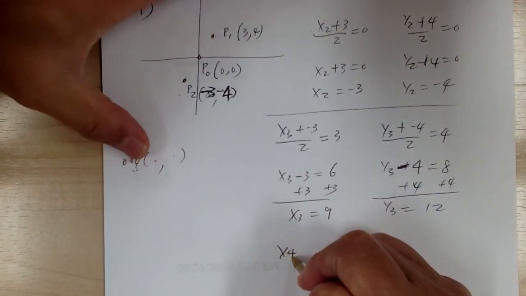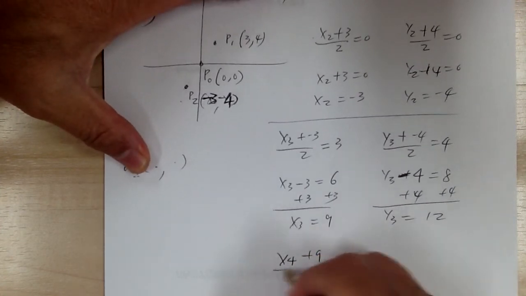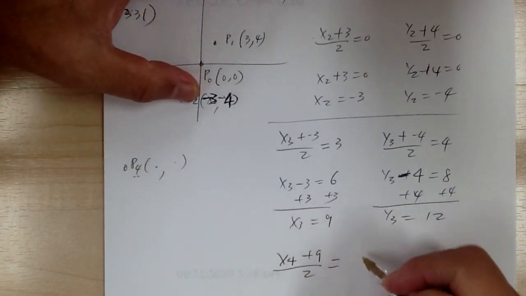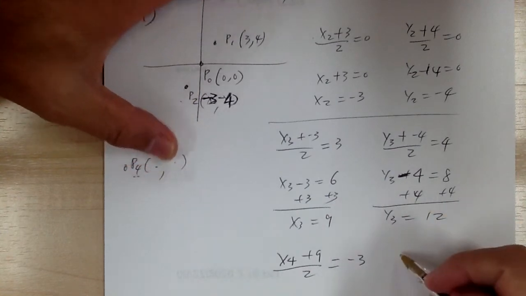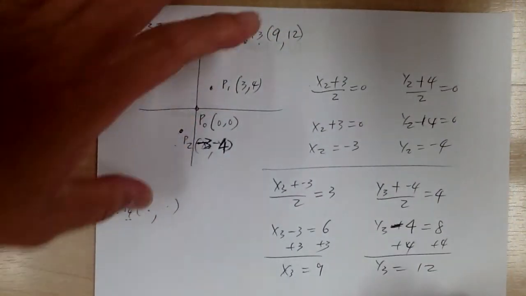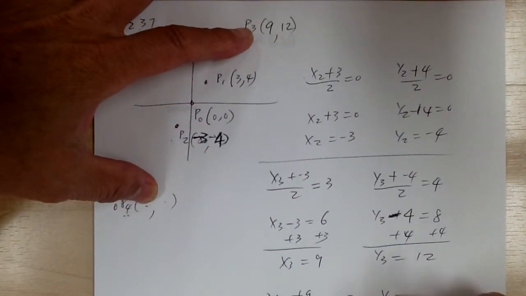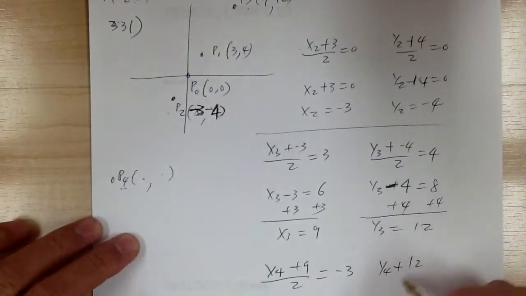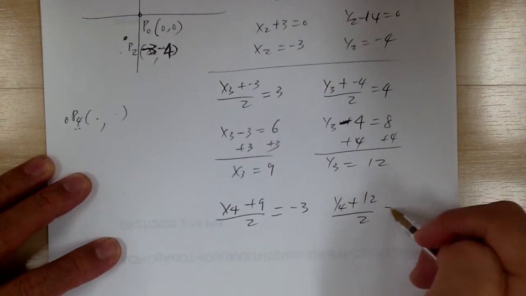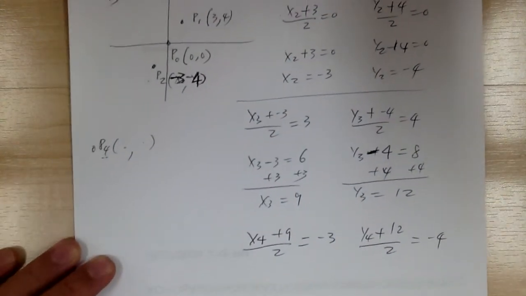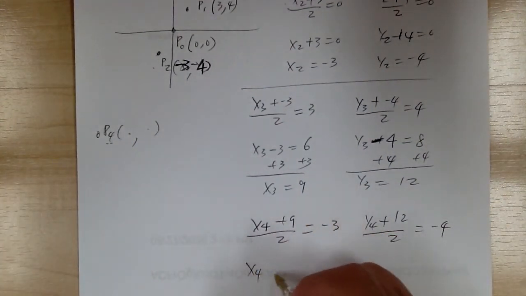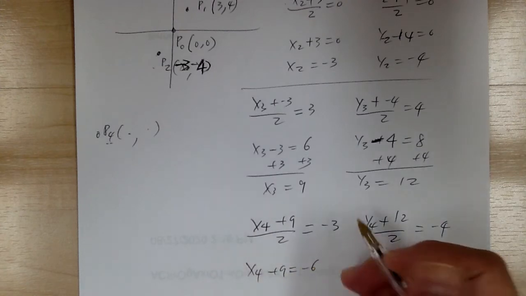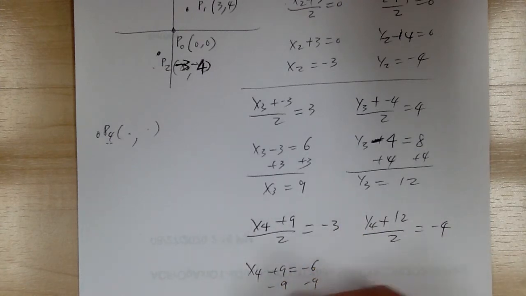So you're going to average the two. So X4 plus 9 over 2 will give you the midpoint. For Y4, you can see over here, Y4 plus 12, these two points you add, you get a midpoint. So you add, divide by 2, you get negative 4. So now you solve: X4 plus 9 equals negative 6, so minus 9, X4 equals negative 15.